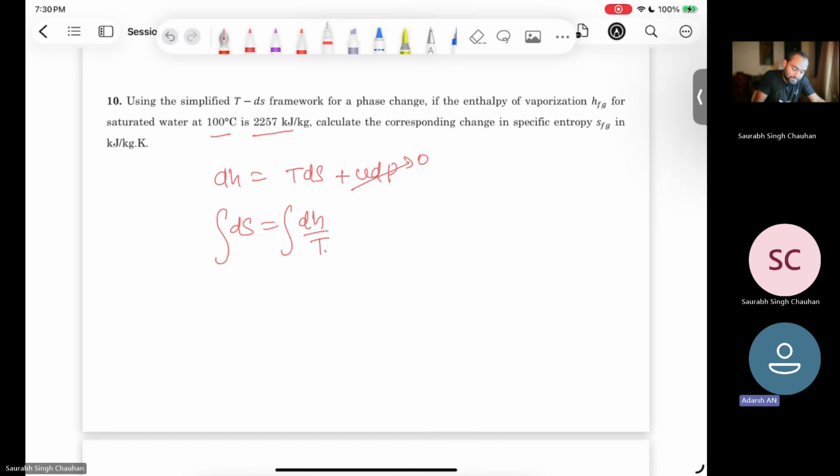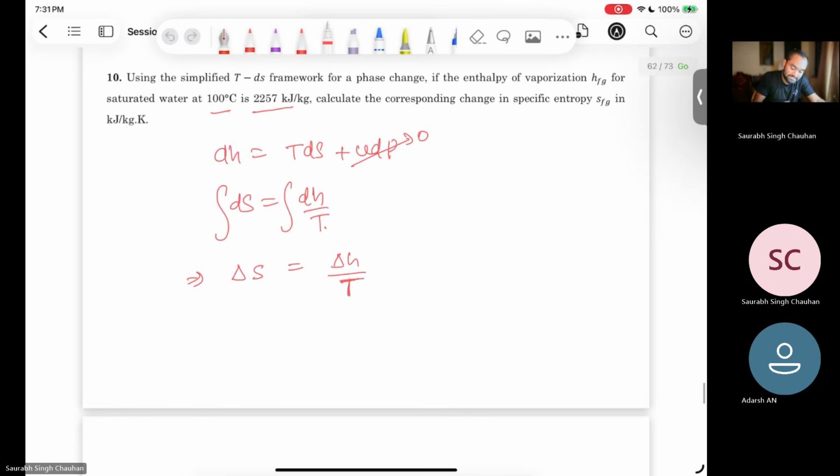So delta S will be delta H by T. T you are assuming constant at a given temperature, if the temperature change is not very high. Actually, during phase change, the temperature is constant. So delta S for vaporization means basically the enthalpy of vaporization, H of gas minus H of fluid, divided by T. Or in shortcut, we write it like this.